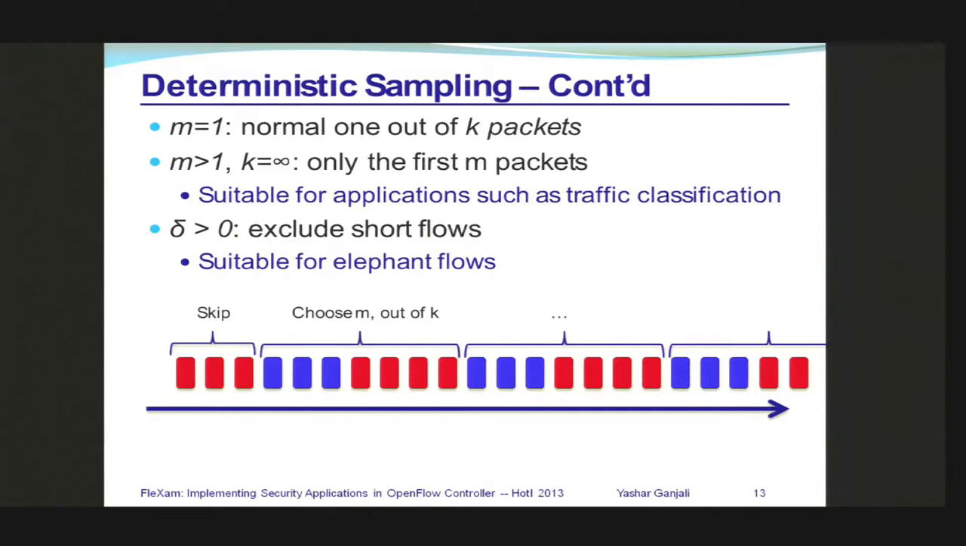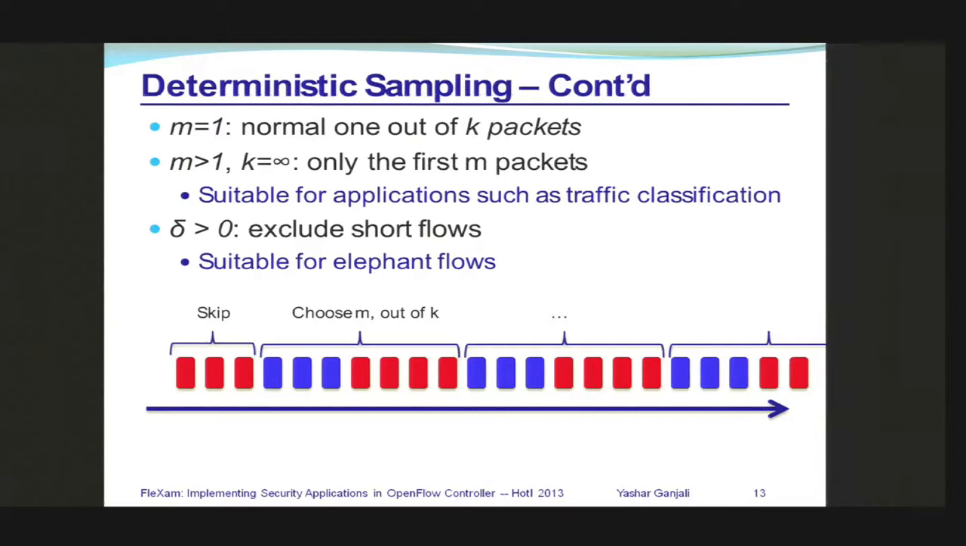For m greater than 1, if you set k almost to infinity, what it means is that you're just going to see the first few packets of the flow. This is suitable for applications where you need the first few packets of the flow. For example, if you're doing traffic classification, there are schemes out there that can do a very good job by looking at the first few bytes of the flow. So setting m to some number and k to infinity ensures that you see the first m packets of the flow. And using delta, you can skip the first few packets of the flow.